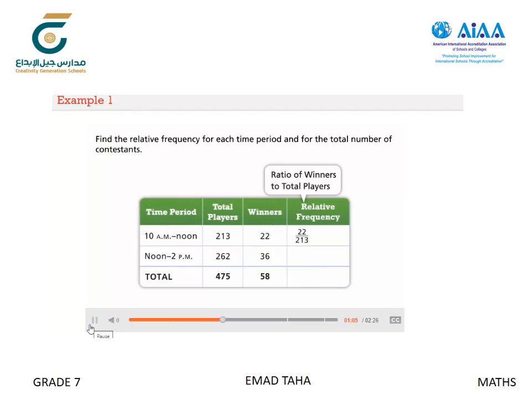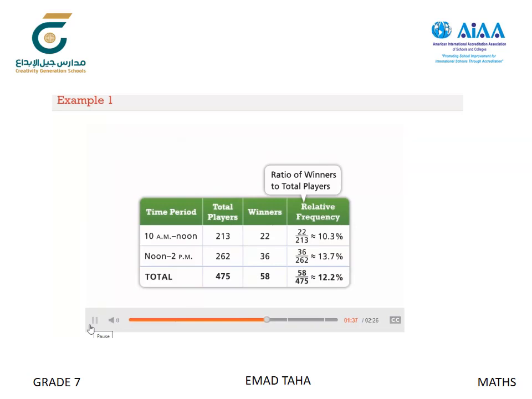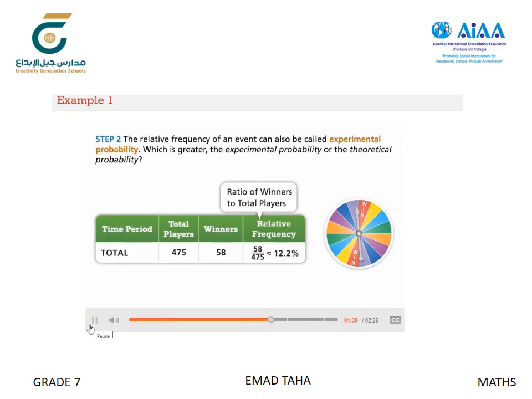The relative frequency from 10 to noon is about 10 3/10%. The relative frequency from noon to 2 is about 13 7/10%. So the relative frequency for the entire day will be between 10 3/10 and 13 7/10. For the total number of contestants, the relative frequency is 58 over 475, or about 12 2/10%. The relative frequency of an event can also be called experimental probability.